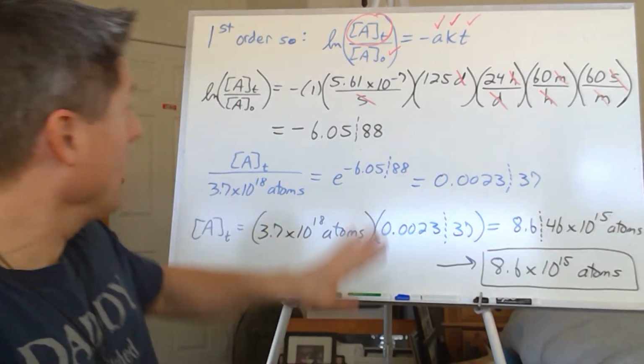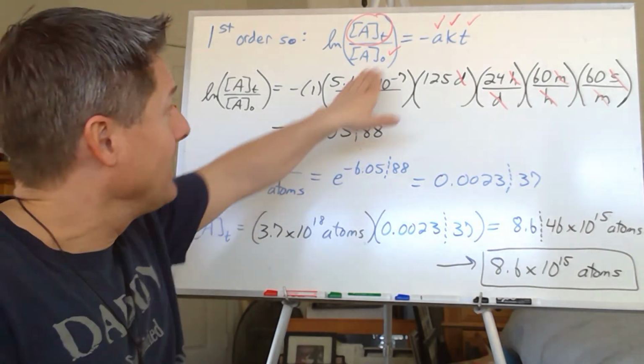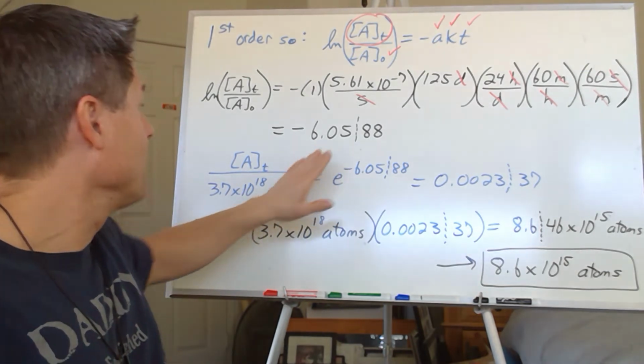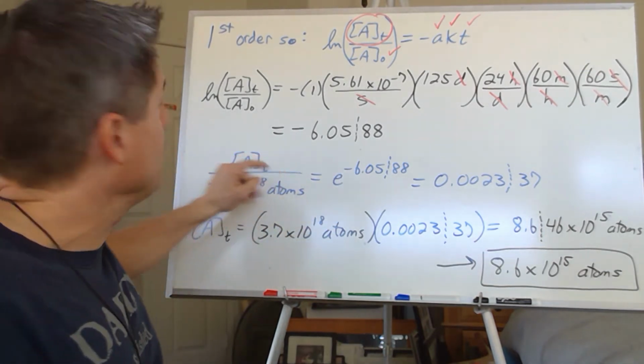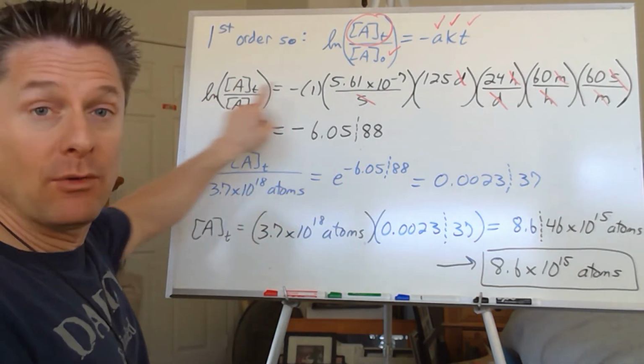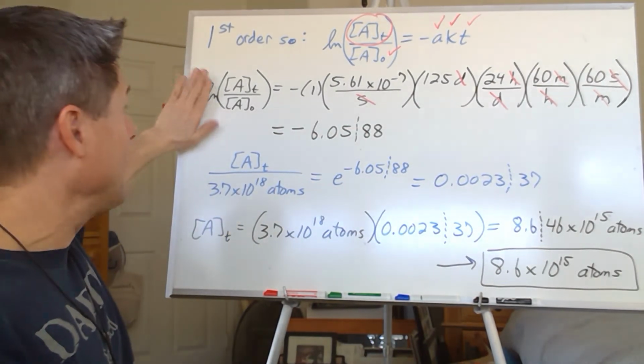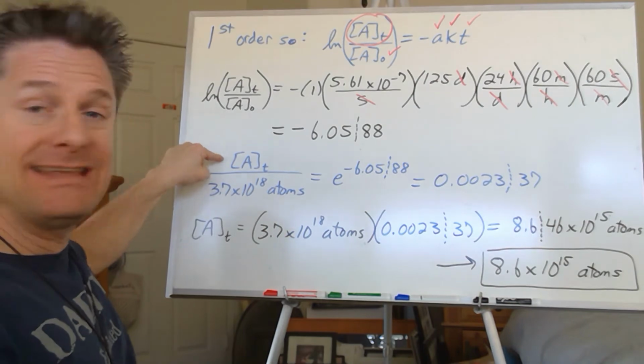All right, follow along with me. We ended up here with negative kt equal to negative 6.0588, to 3 sig figs. Now I'm going to take, I skipped this step here, e to the x on both sides. The e to the log term cancels out to give you 1, so you just get A_t over A naught.